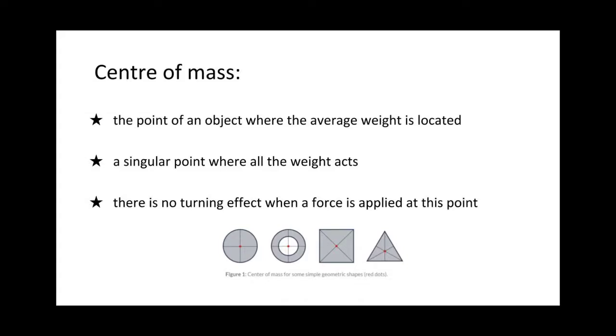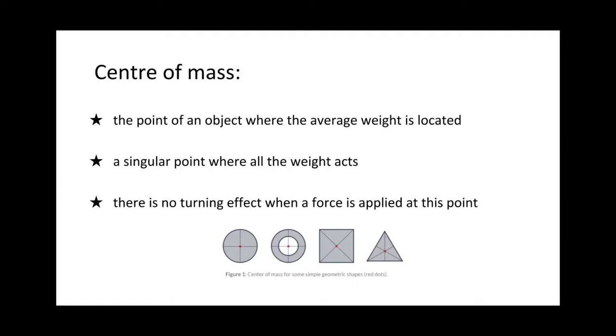So the center of mass is the point of an object where the average weight is located. It's a singular point where the weight acts on the object. There is no turning effect if a force is applied at this point, and we can see in the picture there's a few examples.